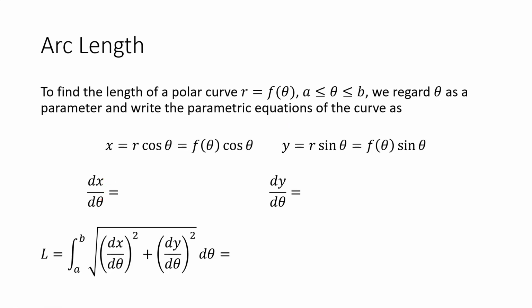And so dx over d theta will be f prime of theta cosine theta minus f of theta sine theta. Just doing a little product rule there. And then here for dy d theta, f prime of theta sine theta plus f of theta cosine theta.